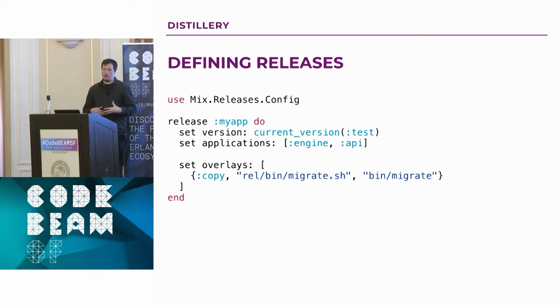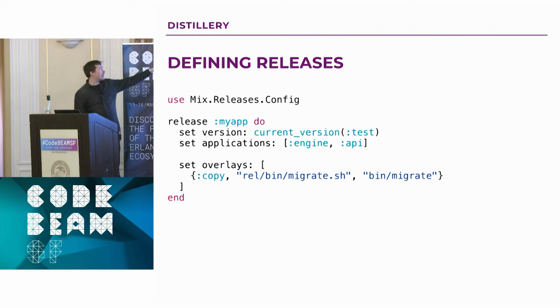Distillery works off a config file under rel/config.exs. It's just an Elixir script, just like mix config, but it's tweaked for releases. You express a release definition in this way, and when you do mix release.init, that's the first getting started step with Distillery, it will generate a default config for you with a release definition based on your mix project. This particular release definition here is what you would maybe do with an umbrella application.